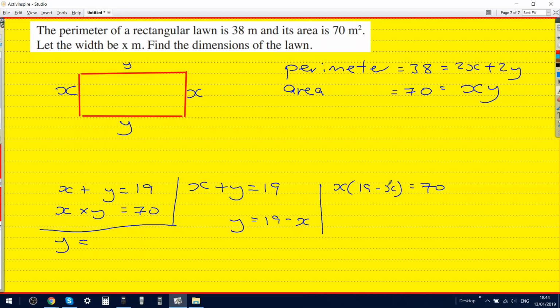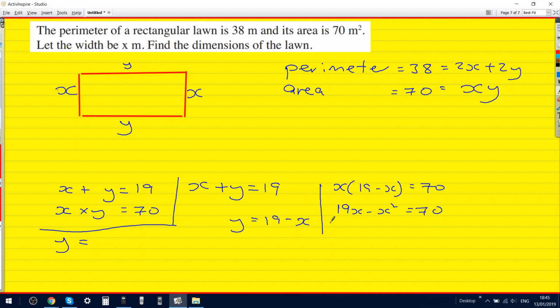So x times 361 minus 19x twice. So it's not squared. So it's just 19x minus x squared. Oh, yeah, okay. Yeah, it's not squared. Oh, okay, yeah. So 19x minus x squared equals 70.